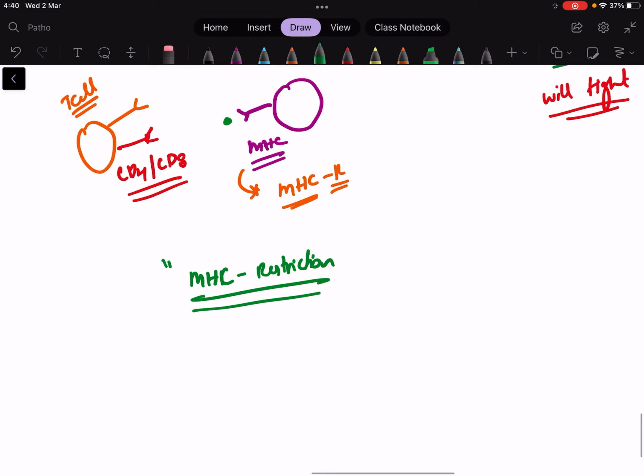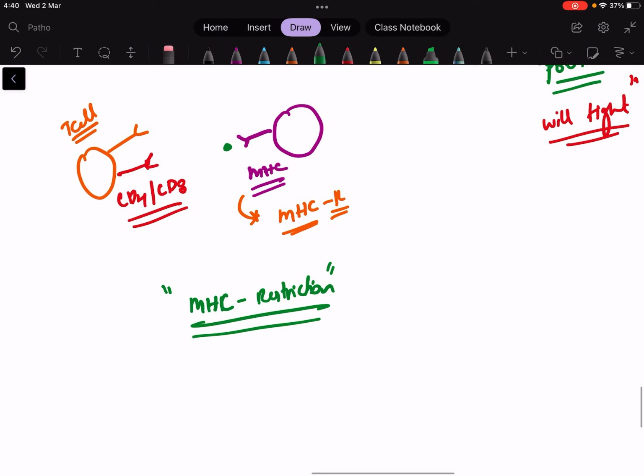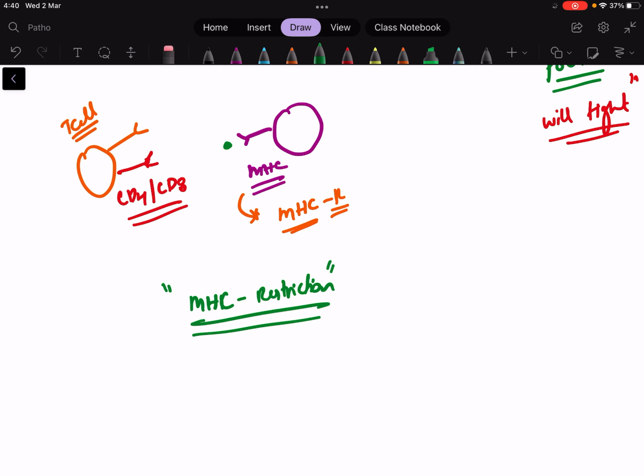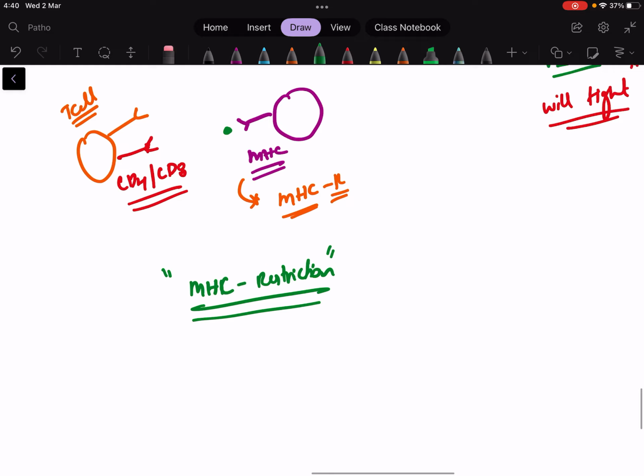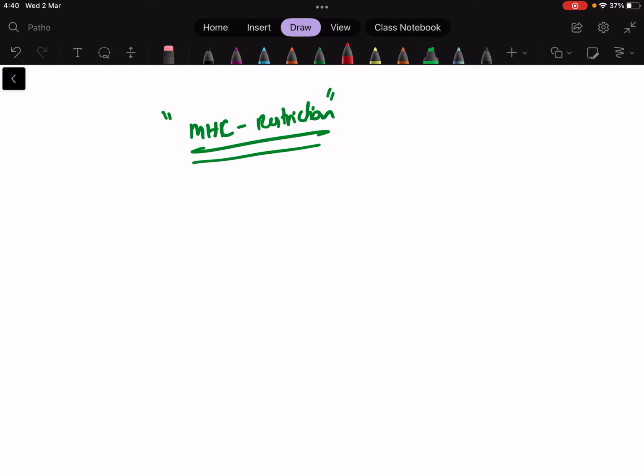Okay, I hope you understand the concept of MHC restriction. Basically, I already told you that not everyone can react with T cells. That is the important point to remember. Only a special type of dendritic cell or antigen presenting cell which has the MHC receptor present on it can go and react with the T cell. That is called your MHC restriction. I hope you understand that one.